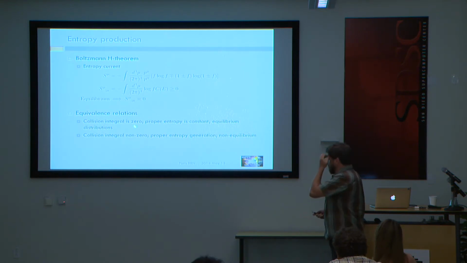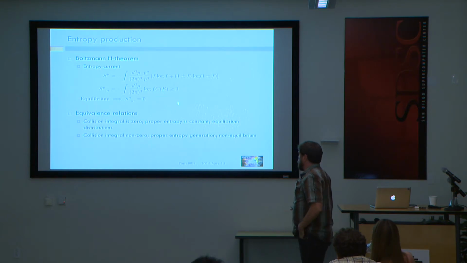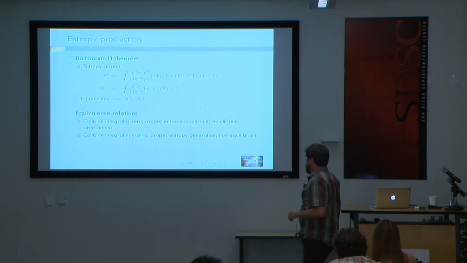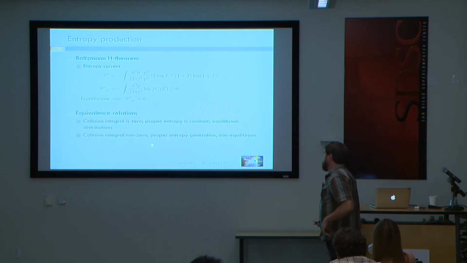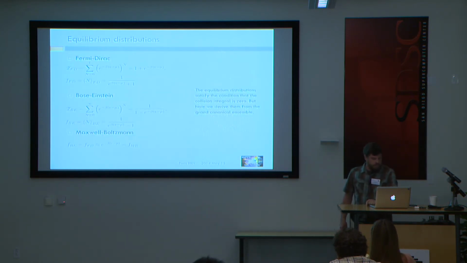But notice that what this means is that if the collision integral C is zero, proper entropy is constant, and you have necessarily equilibrium distributions. I haven't shown that specifically, but it's true. If the collision integral is non-zero, you have proper entropy creation. So anytime you're going through a non-equilibrium situation, entropy is changing, and that necessarily means that the distribution functions are not in equilibrium. H theorem, very powerful.